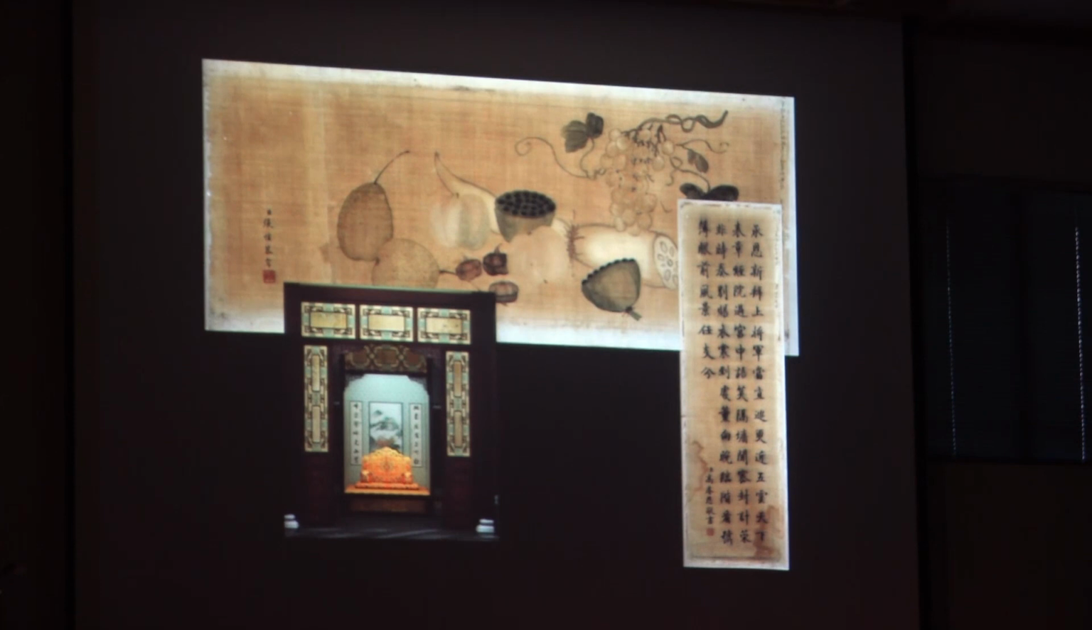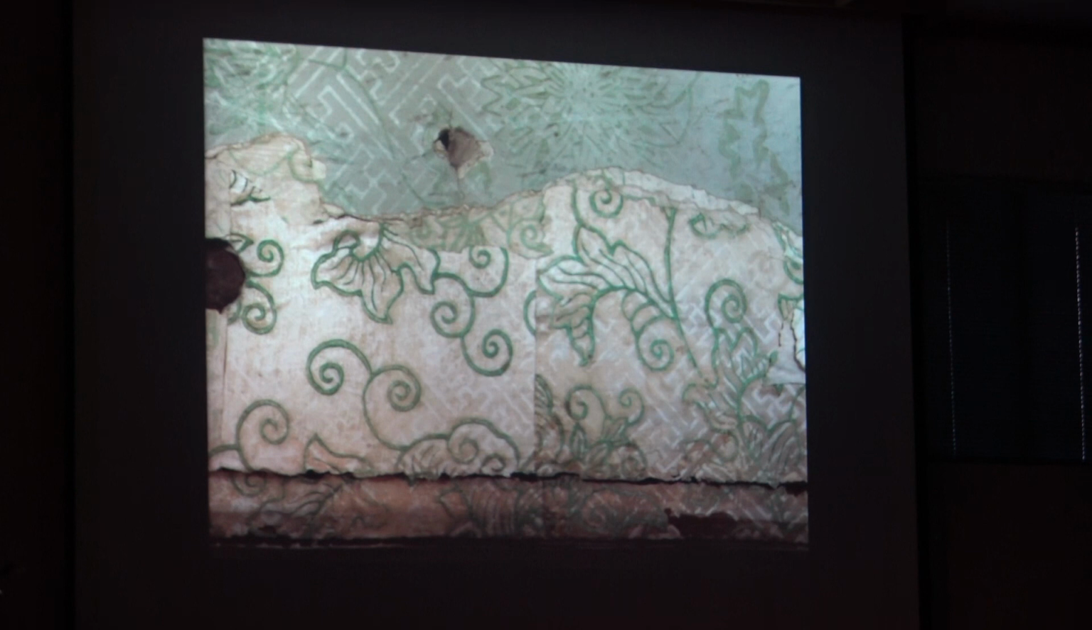And she had all of her officials and court artists paint paintings in honor of her 60th birthday. And if we look at the wallpaper in many of the rooms, we can see that there are actually seven layers of wallpaper. So the wallpaper was being changed over and over.